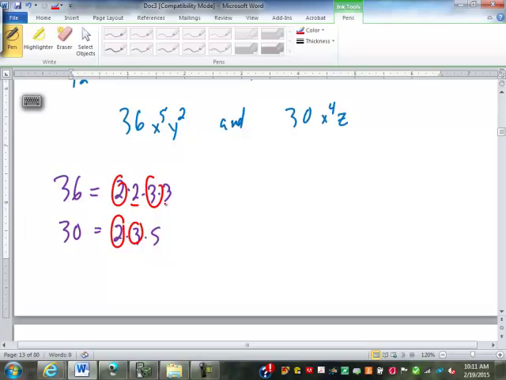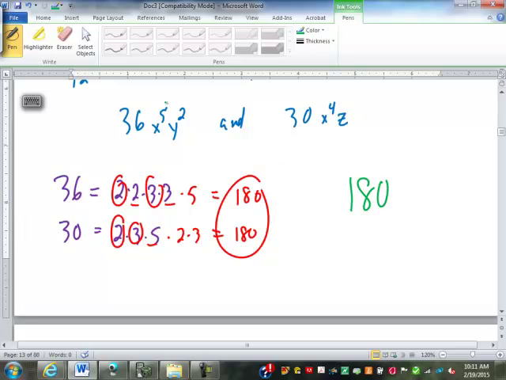So now we have a 2 in common and a 3 in common. This one has a 2 and a 3, so this one needs the extra 2 and 3. This has the extra 5, so this needs the extra 5. That gives us 180. So 180 is the number for the least common multiple. So coming back up to what we're doing here, we know we have 180 x to the fifth, y to the second, because there's no other y, and is that it? Still need the z. And that's it.